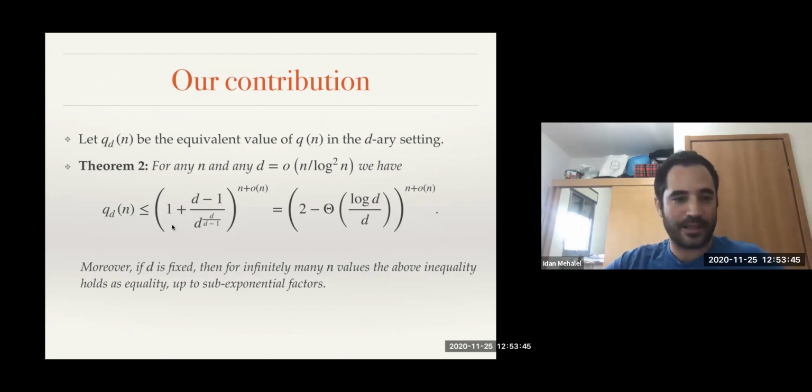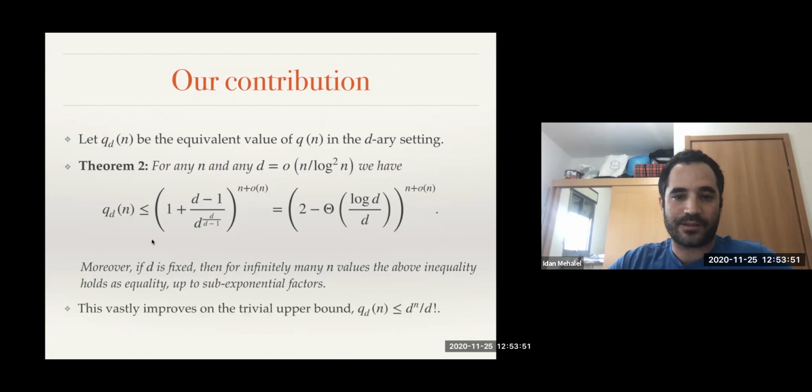And generally, for any n, we know that always the value of QD of n is less than 2 to the n. So this lower bound of less than 2 to the n vastly improves on the trivial upper bound, which is d to the n over d factorial, which is simply the number of all possible questions with d answers. So this is our second main result, and by that we finish the introduction and can go to part 2.